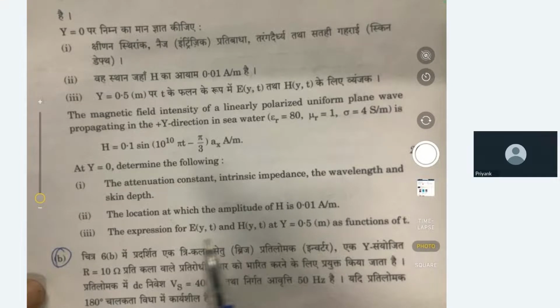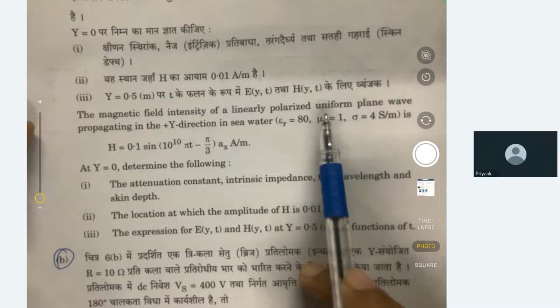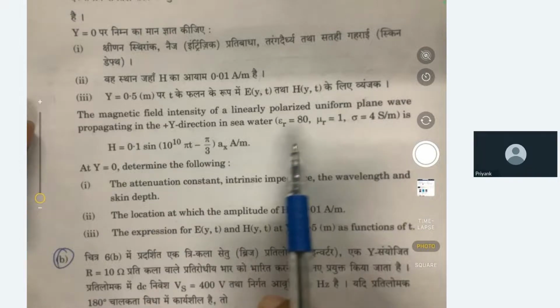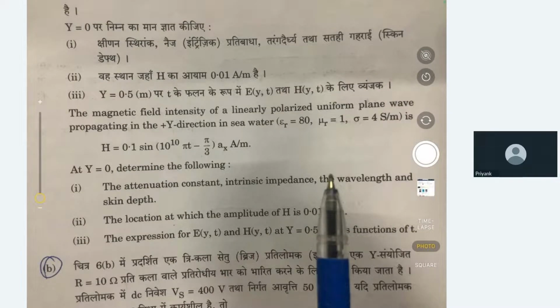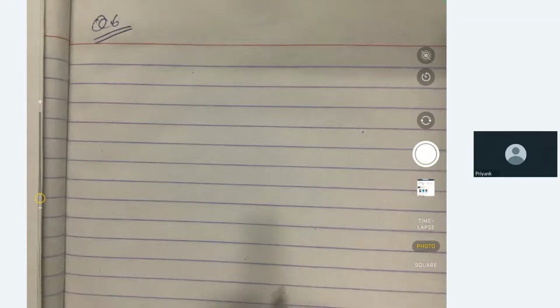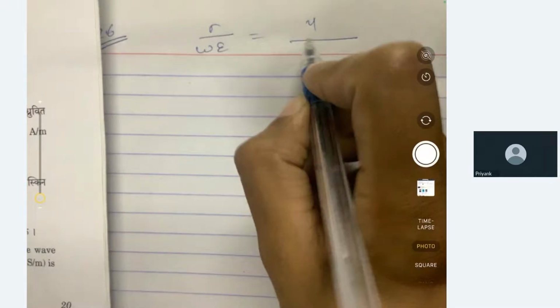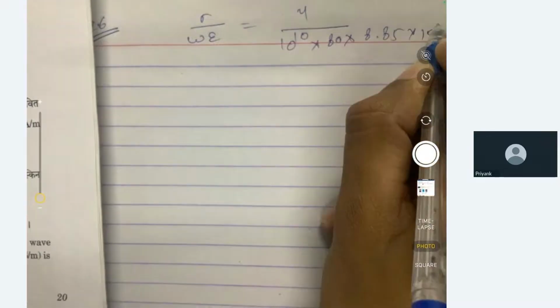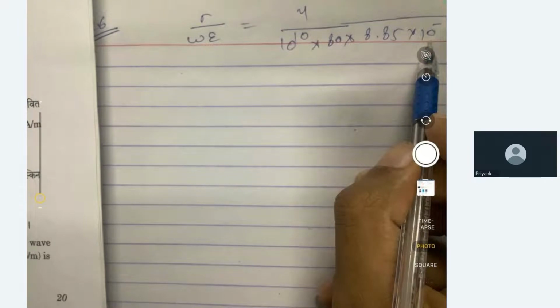First, the keyword here is that it is propagating in seawater. So let's first find out sigma upon omega epsilon to find out whether it is a good conductor or a good dielectric. Generally we think seawater is a good conductor. But when I found sigma upon omega epsilon, the sigma is 4, omega is given here as 10 raised to the power 10, and epsilon is 80 times 8.85 times 10 raised to the power minus 12, right? So the value which is coming is greater than 1.